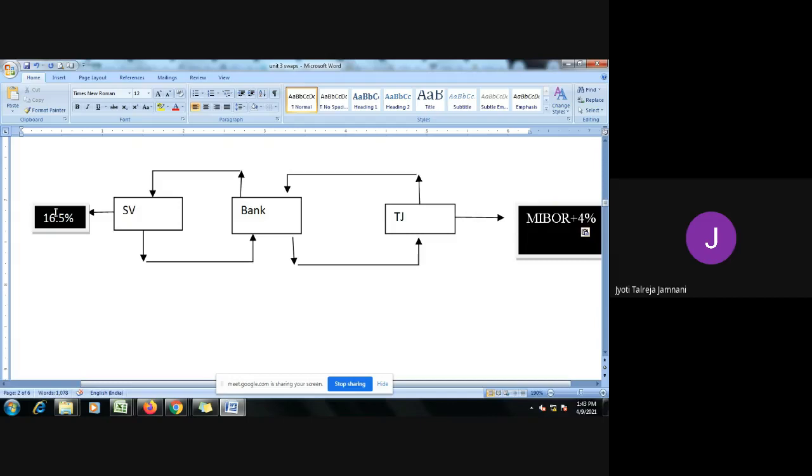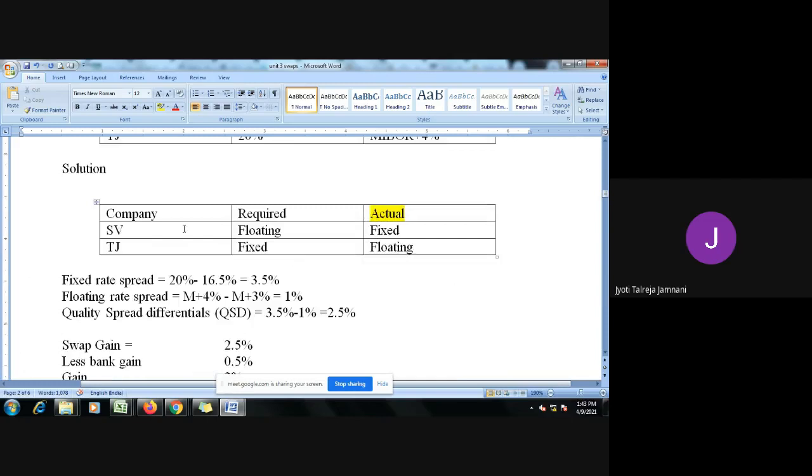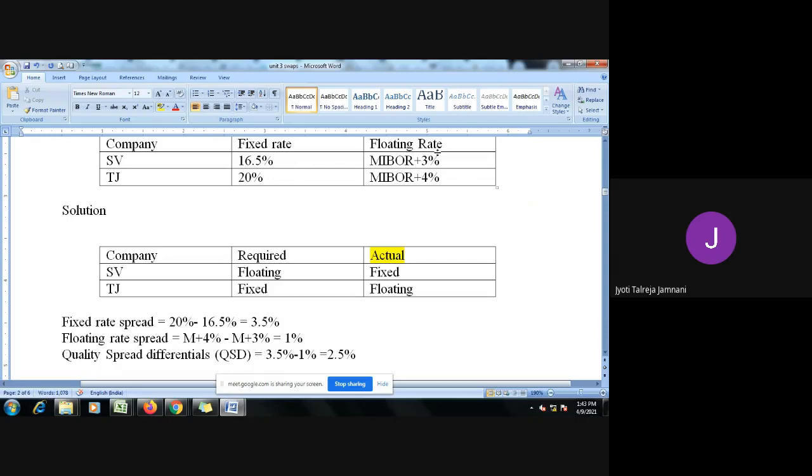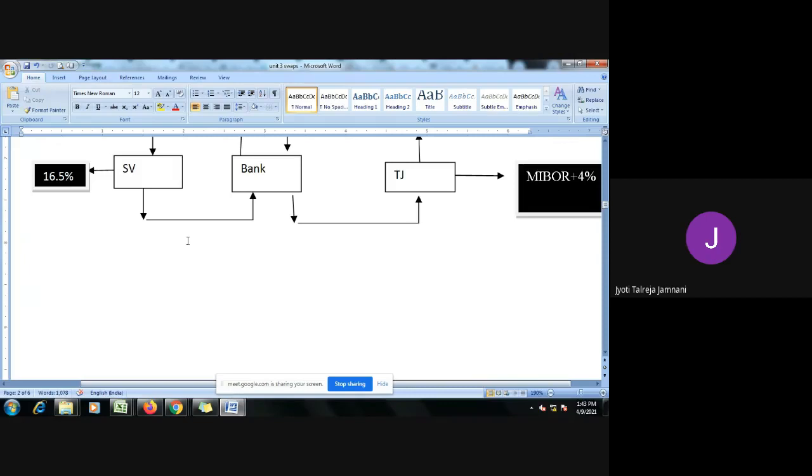Now what they've got in actual, they don't want, so they will do the swap. SV has got fixed, but it wants floating. So SV will transfer floating to TJ. So what is the floating rate? See the actual required. SV requires floating. So SV will go to its floating rate, MIBOR plus 3%, and it will transfer it actually to the bank, and the bank will then take it forward and transfer it to TJ. So for the floating rate, we are not doing anything. We don't touch whatever is given, as it is.